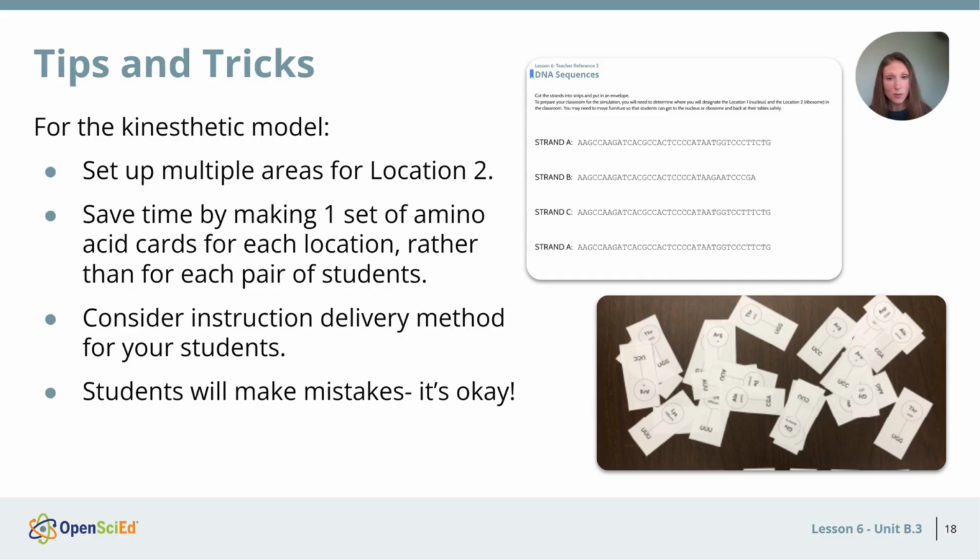Regardless, as students work through the model, they will make mistakes, and that's okay. When my students couldn't find the code they were looking for in the amino acid cards, I used it as an opportunity to point out that there must have been an error along the way. Some of my students were motivated to find and correct their errors, while others were done at that point.